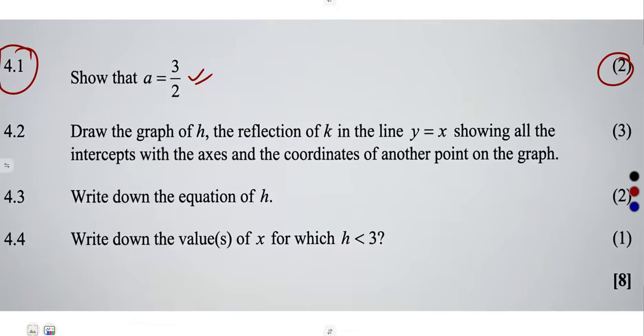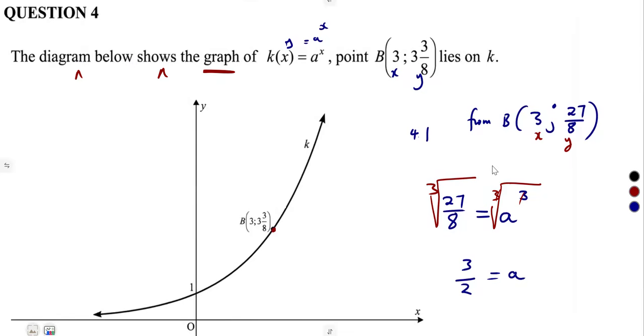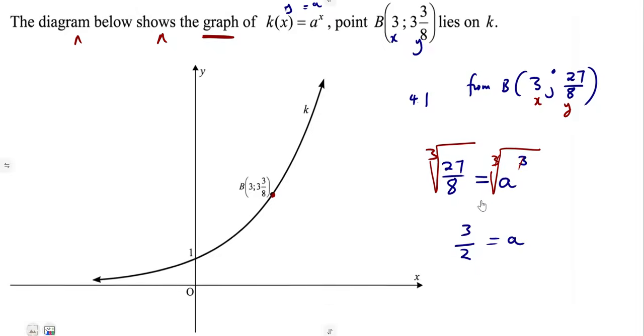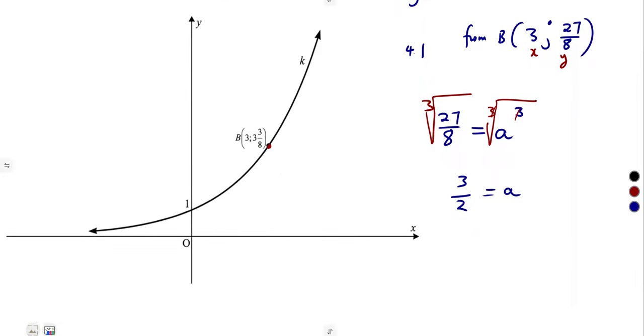We managed to show that and draw the graph of h, the reflection of k in the line y is equal to x. As long as we are having a reflection in the line y is equal to x, we're talking about the inverse function, showing all the intercepts with the axis and the coordinates of another point on the graph. So the inverse is the one that we have. The line y is equal to x, we must be very used to this one, guys, all right?